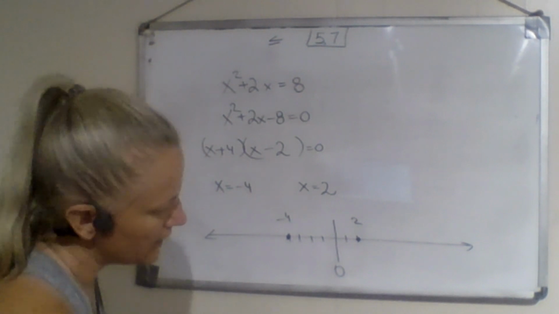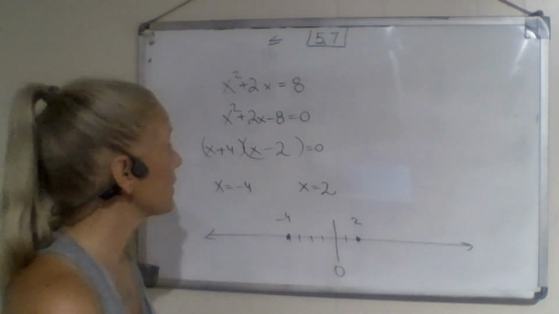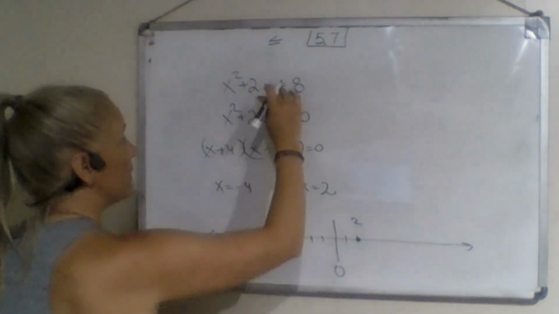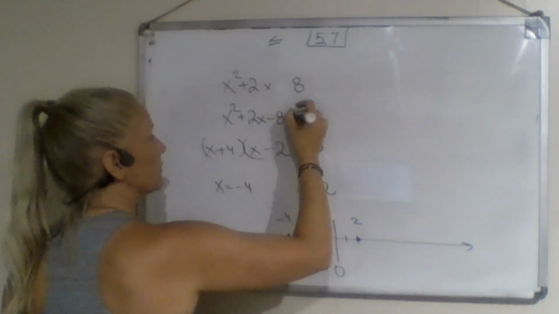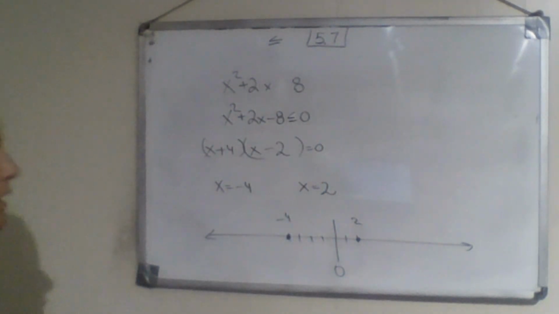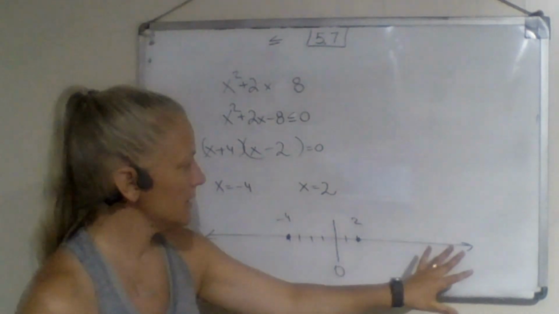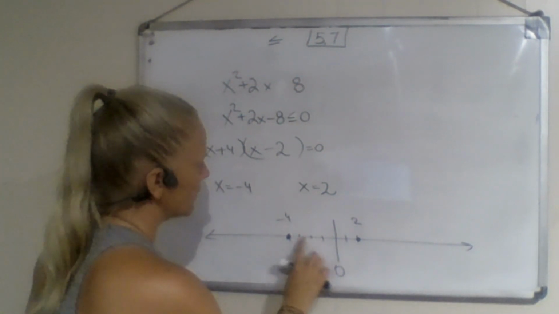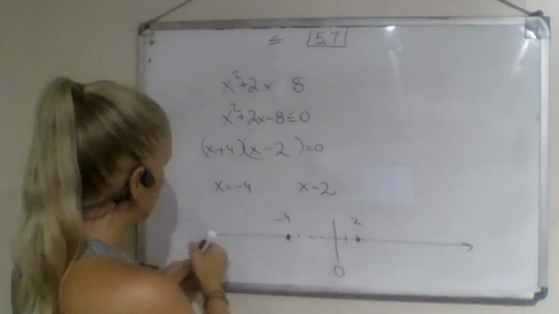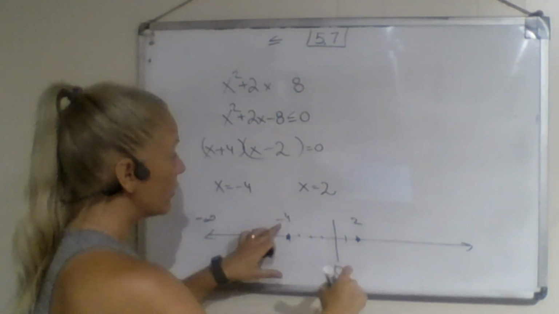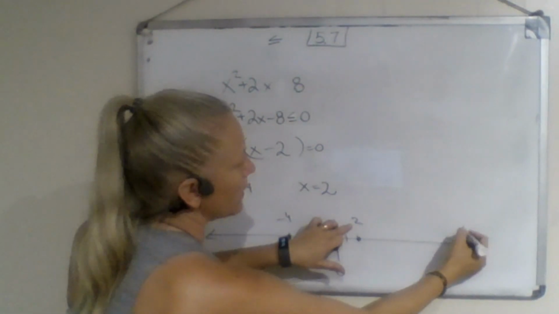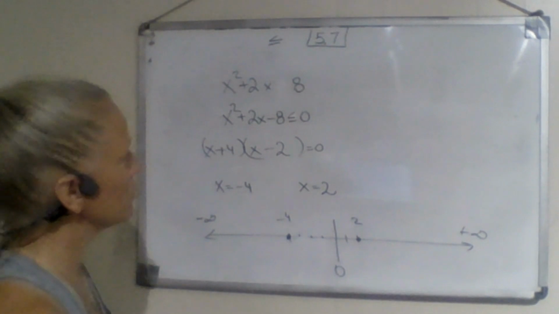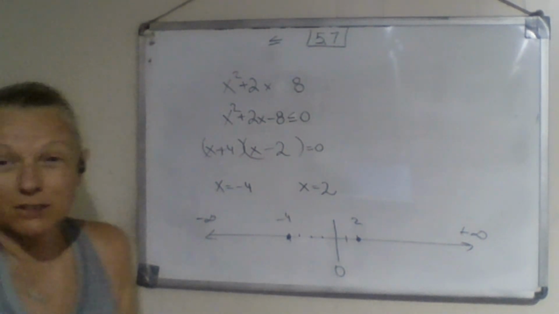I put my solutions. And now I want to know where in between this, keep in mind we started with this. It has to be less than 0. Where in these three intervals, which I have either from here to here, which is negative infinity to negative 4, or negative 4 to 2, or 2 to positive infinity, which one of these works for my equation? And all I have to do is test.